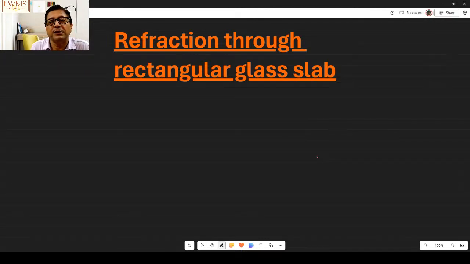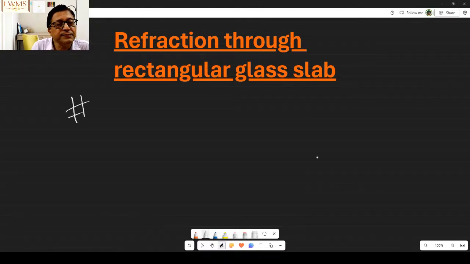Today let us start refraction with this topic, refraction through a rectangular glass slab. What is a rectangular glass slab? A rectangular glass slab is of three-dimensional shape. I am just taking a cross section of it. Imagine this is a rectangular glass slab.